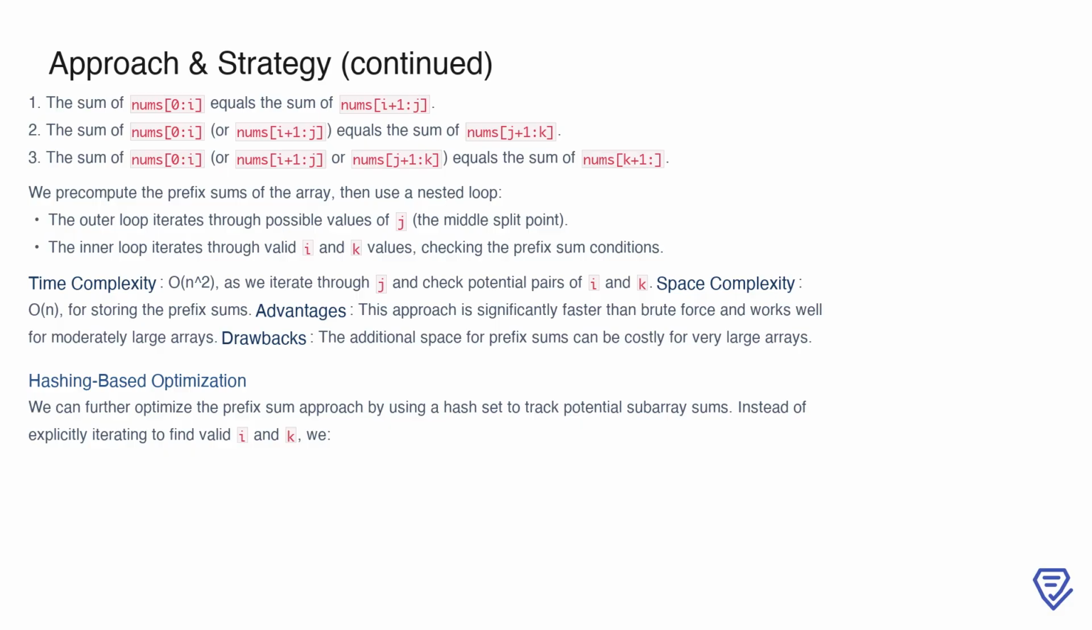Then, we use a nested loop where the outer loop iterates through possible values for the middle split point j, and the inner loop checks potential pairs of i and k that satisfy the conditions. This reduces the time complexity to O(n²), as we only need to iterate through j and validate pairs of indices for i and k. While this is much faster than the brute force approach, it does require additional space to store the prefix sums, which can be a drawback for very large arrays.